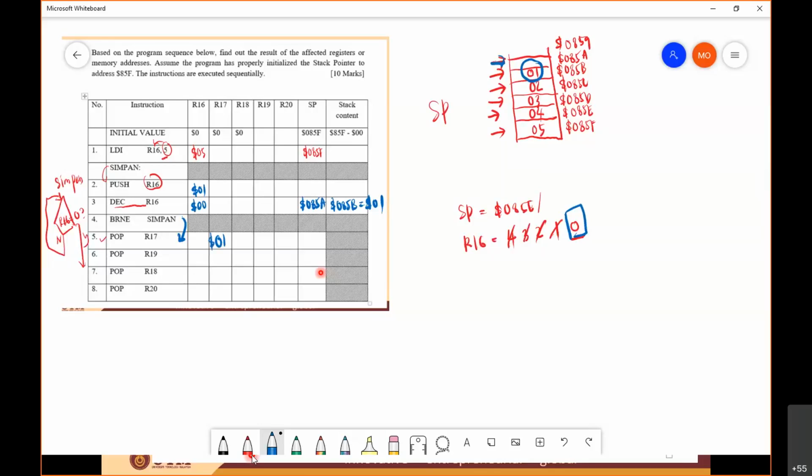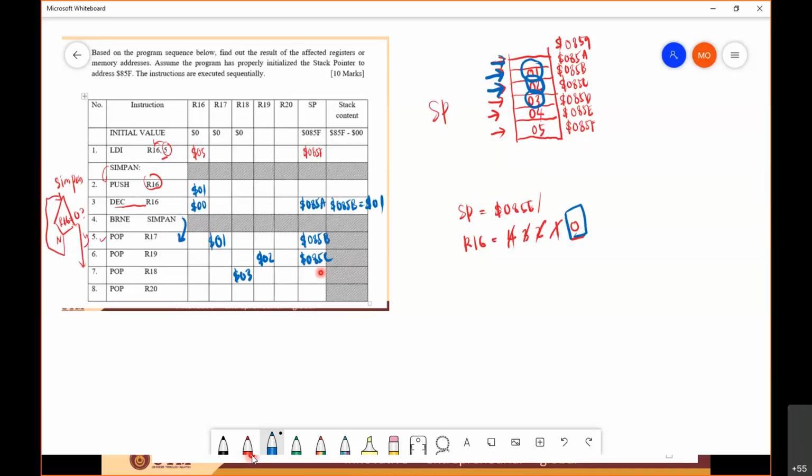And then what happened to your stack pointer? Stack pointer incremented by 1. Okay, then you pop again R19. So 02 will go to your R19. So here stack pointer points to 085B, just now. Now this one is 085C, which is after you pop, after you retrieve this number from the stack, so stack pointer will be incremented by 1. Okay, and then you pop once more to R18, so 03 will go to your R18.